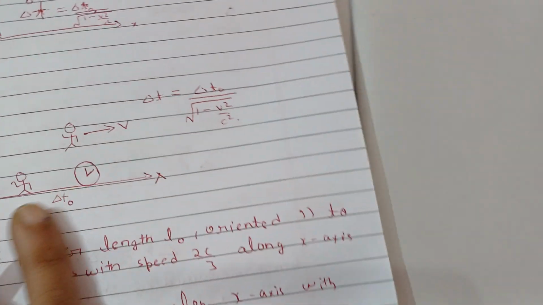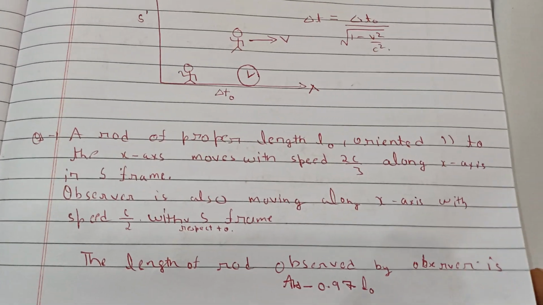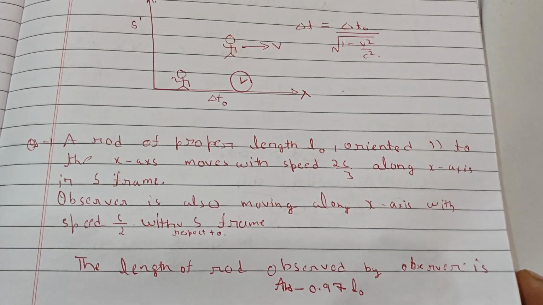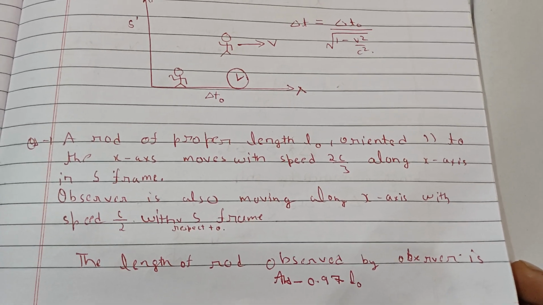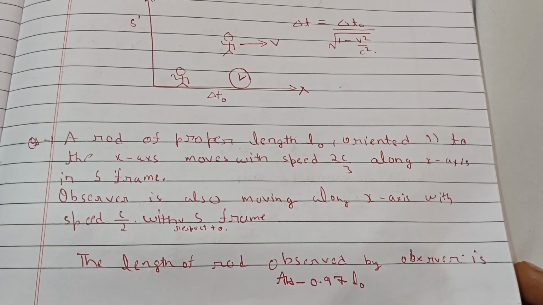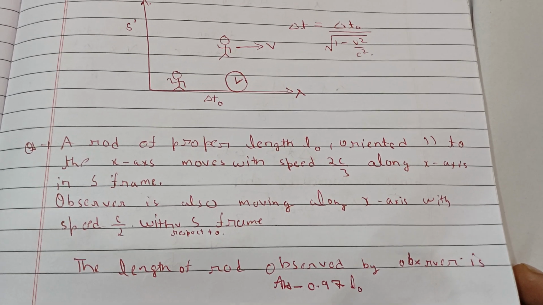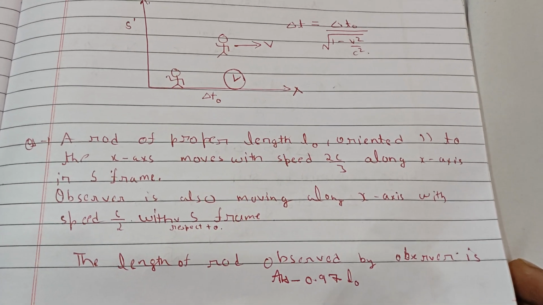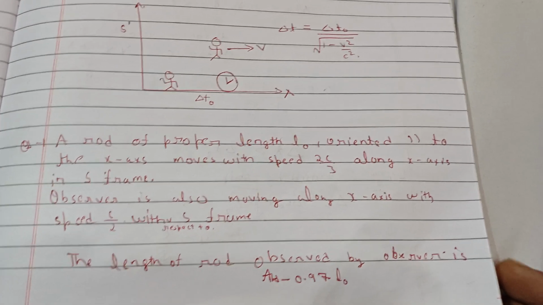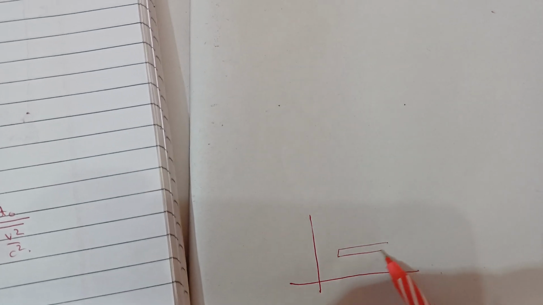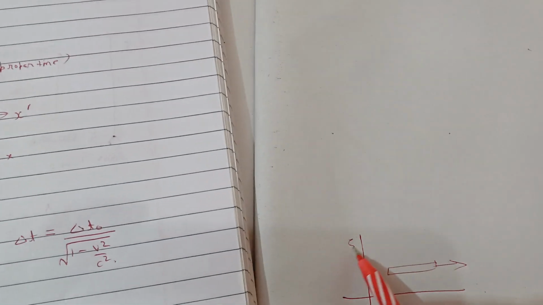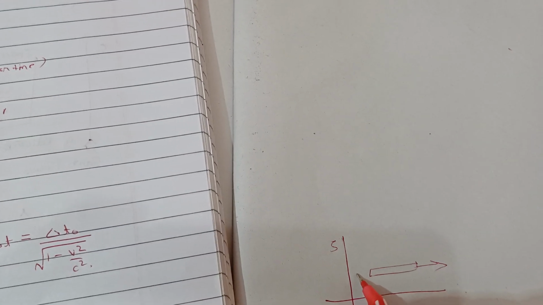Now let's discuss some examples. A rod of proper length L0, oriented parallel to the x-axis, is moving with speed 2c by 3 along the x-axis in the S frame. An observer is also moving along the x-axis with speed c by 2 with respect to the S frame. The length of the rod observed by the observer is? So the situation is that a rod is moving in this direction, this is the S frame, and there is an observer here.